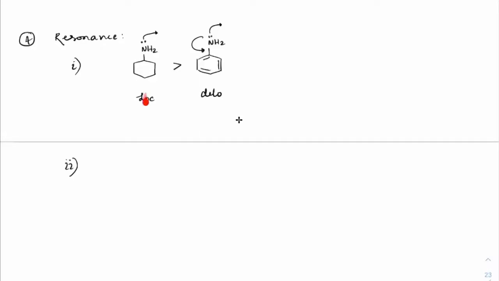So always give more priority to the localized electrons for more basic character. Second one, again we are checking basic strength here. Suppose we have CH3CH2NH2 and CH3C(=O)NH2. Same question, same problem here also. This is localized, this is delocalized, correct? So A is greater than B; this is how the basic strength would be.